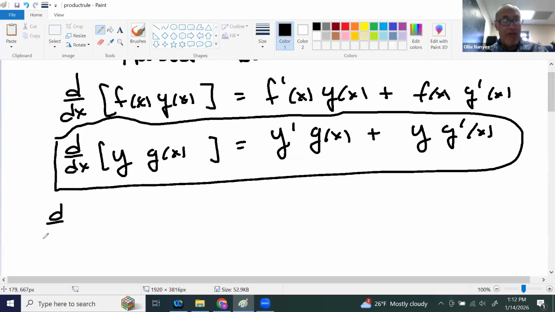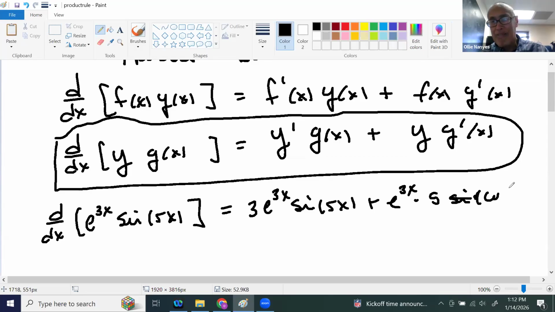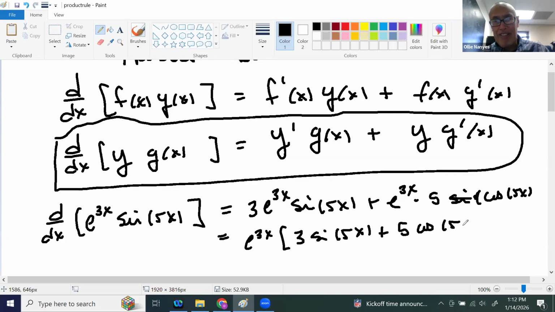So for example, if you wanted to differentiate e to the 3x sine 5x, you take the derivative of the first one times the second, plus the first times the derivative of the second. That 5 cosine. That's what happens when you go too fast, which we can factor out at e to the 3x. And we have a 3 sine 5x plus 5 cosine 5x. All right, so that's all well and good.